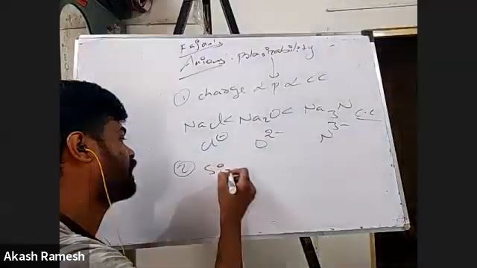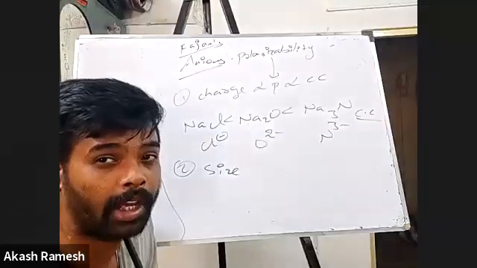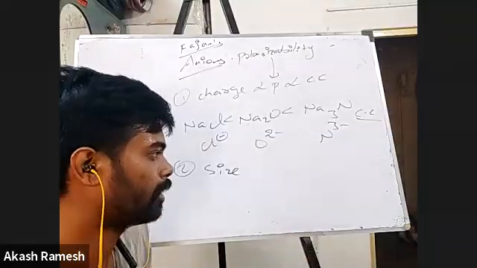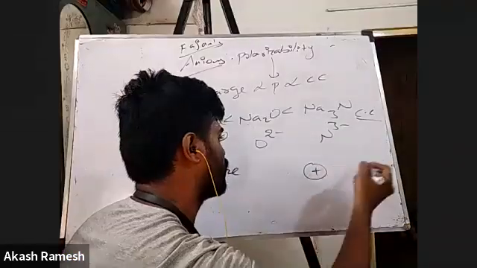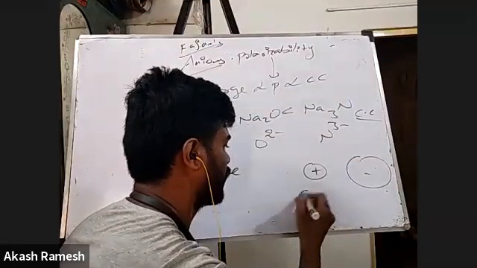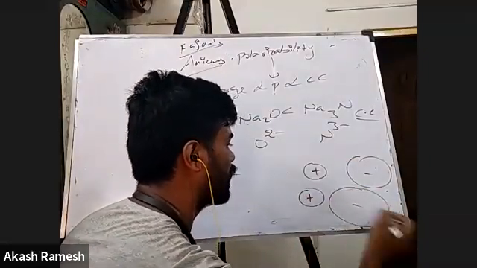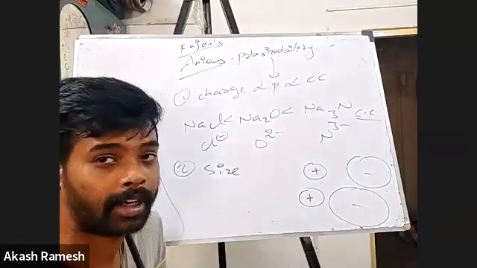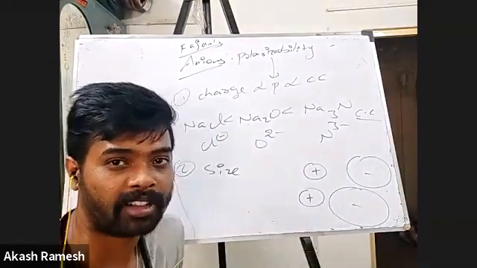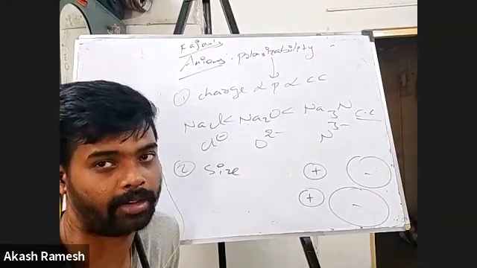Next one is about the size. Now this can be easily understood if I talk about this. Say I have one cation and an anion. Again, the same cation, but a big anion. Now tell me, which will have more polarizability, the bigger anion or the smaller anion?